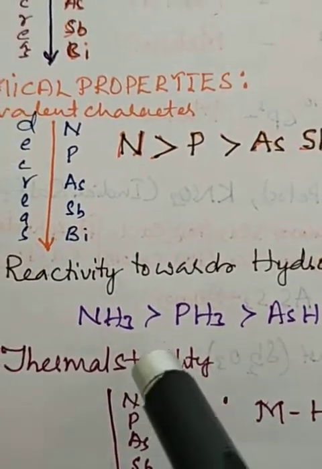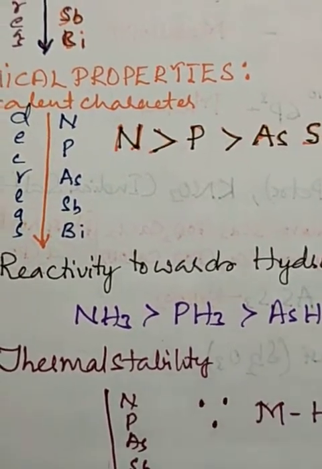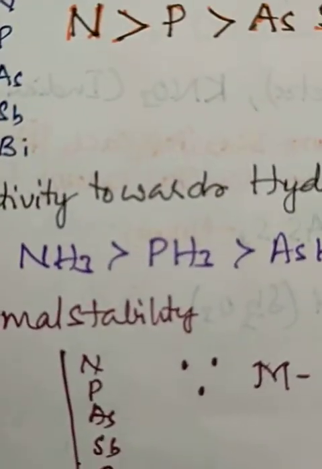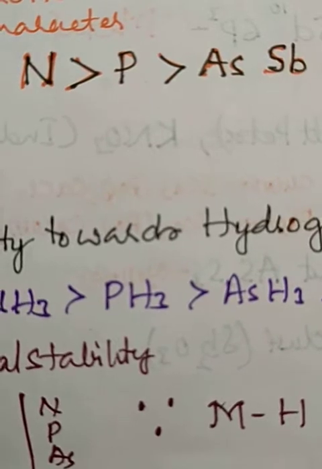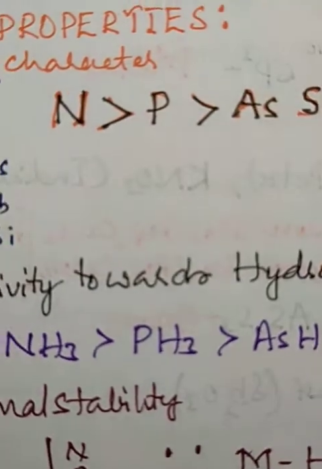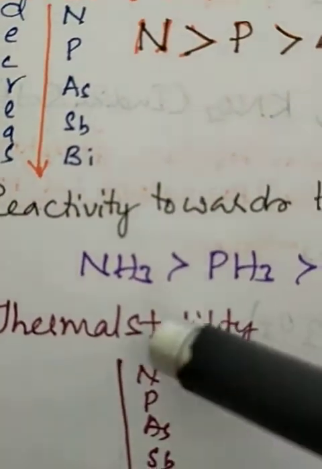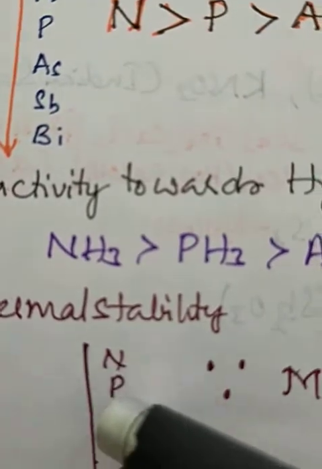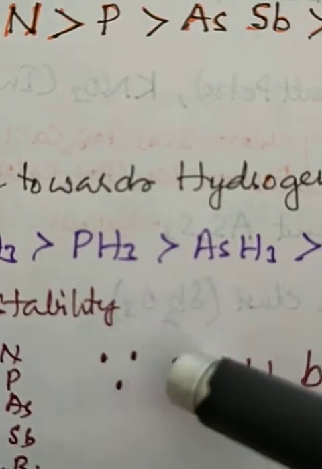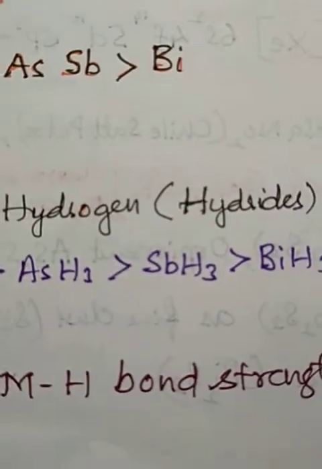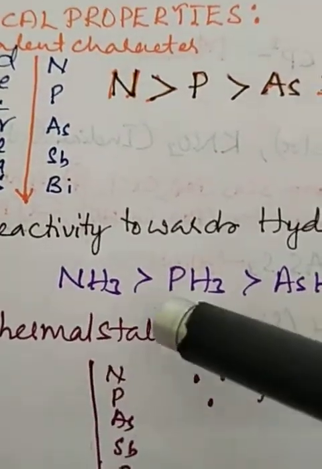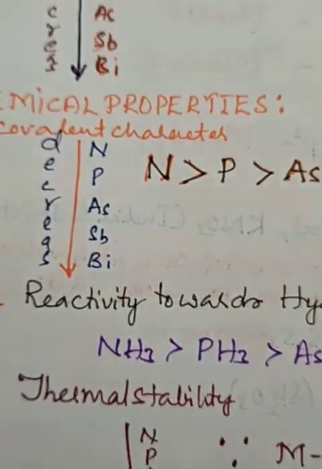Just observe how the thermal stability goes: thermal stability decreases as we go down the group. Please note it, I have not written it. Thermal stability decreases down the group because the M-H bond strength decreases down the group. Remember, thermal stability decreases. This is another character.